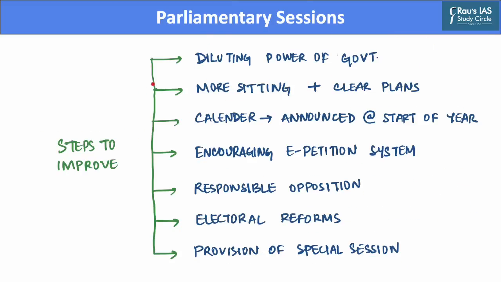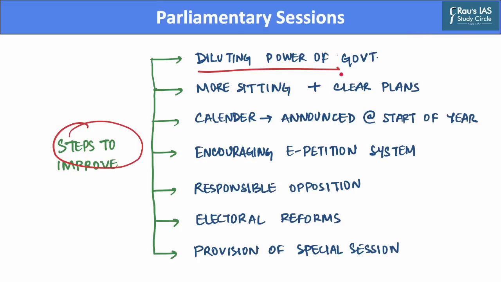The first step in order to improve the functioning of the Parliament pertains to diluting the power of the government as the sole decider of parliamentary session dates. As currently the government's power to convene the Parliament is in conflict with the principle of the executive being accountable to the legislature, as the government might delay the calling of a session of parliament in order to circumvent debates.